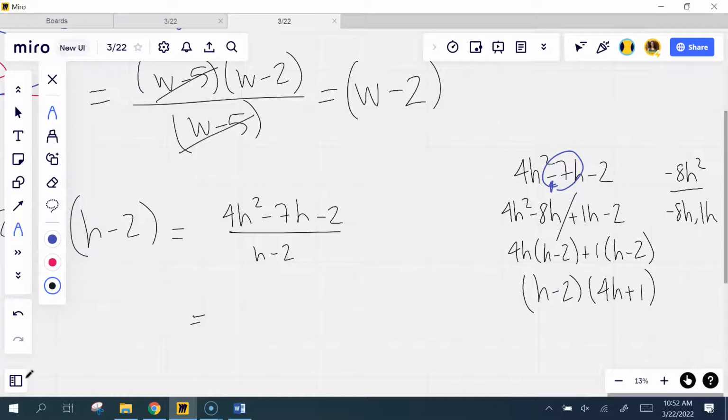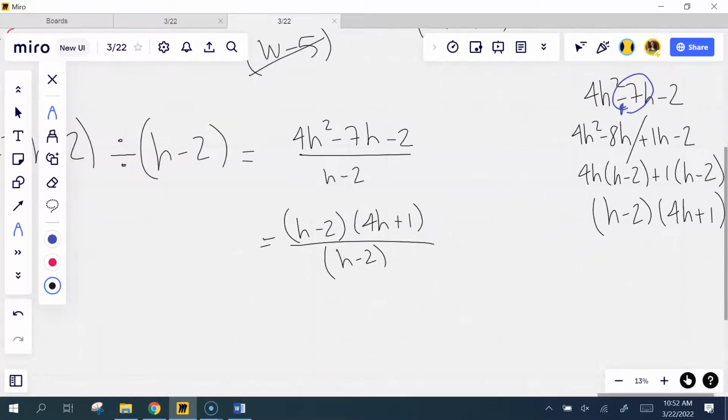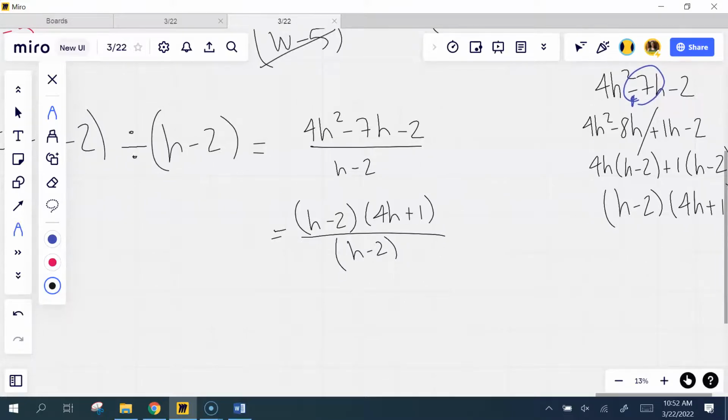So I'm just going to rewrite the top of that fraction, because that's all factoring is, writing it a different way. Instead of writing 6, we write 2 times 3. It still has its same value. Nothing has changed there. We just wrote it a different way. So what is 4h squared minus 7h minus 2 divided by h minus 2? 4h plus 1.